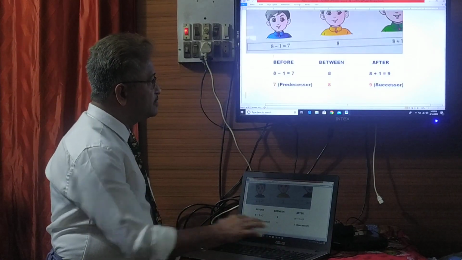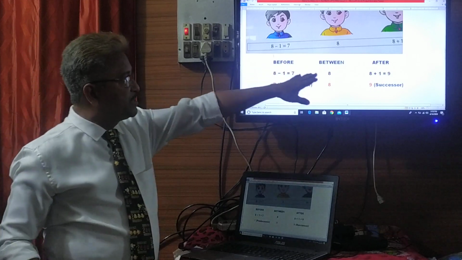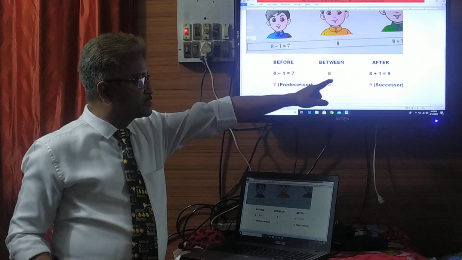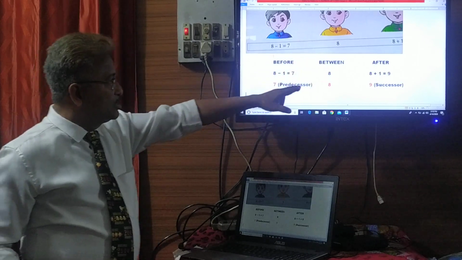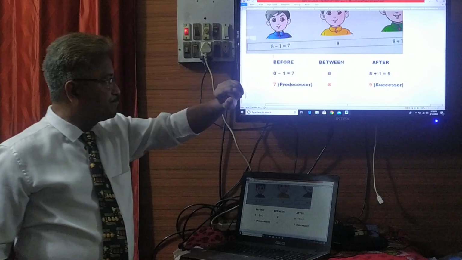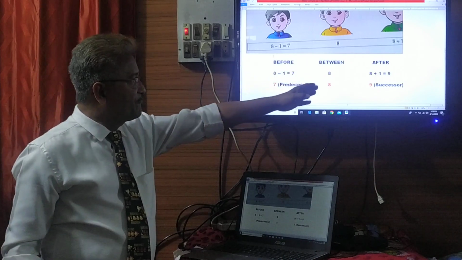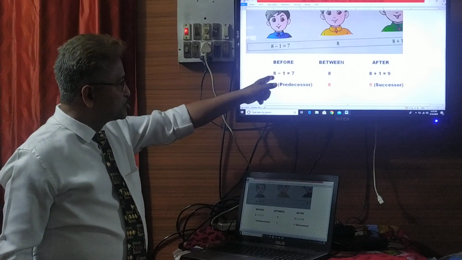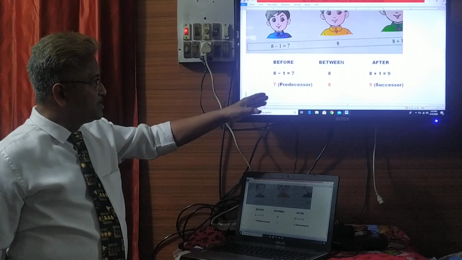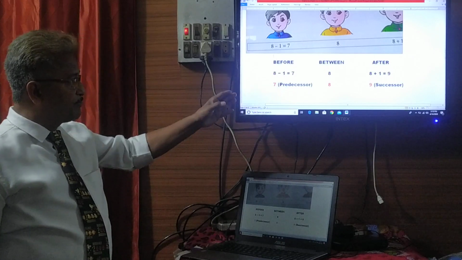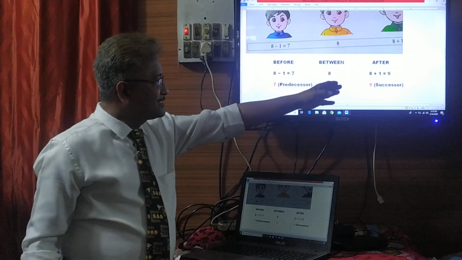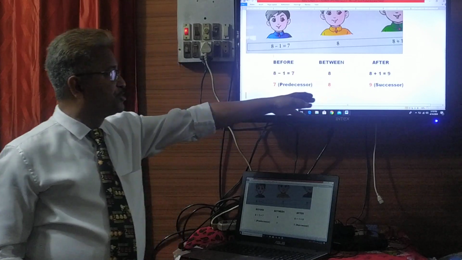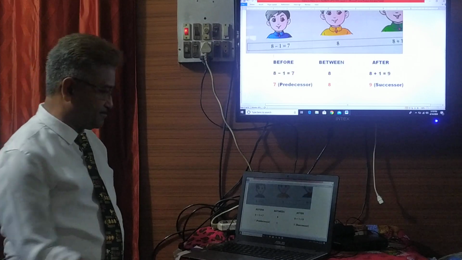So here we find that before, between, after. Before is also called predecessor, after is also called successor. Now between we have the number 8. Now when we are finding the predecessor or the number before, we minus 1. So 8 minus 1 gives us 7. That is the predecessor, which is the number before 8. And 8 plus 1 gives us 9. 9 is the successor, or the number after 8.